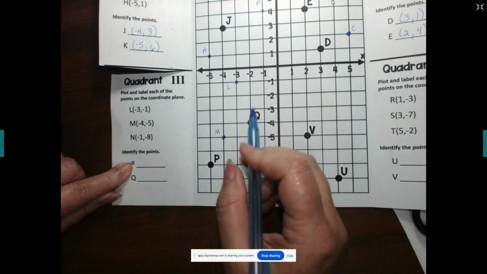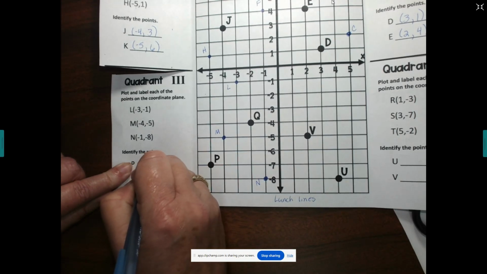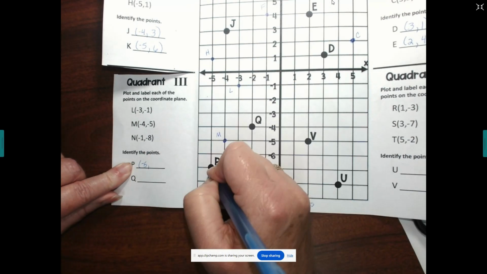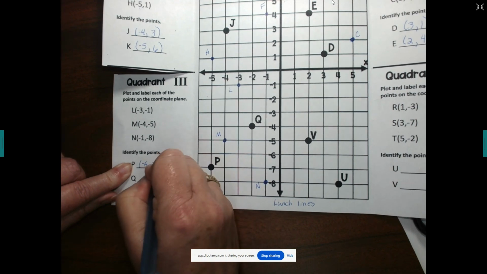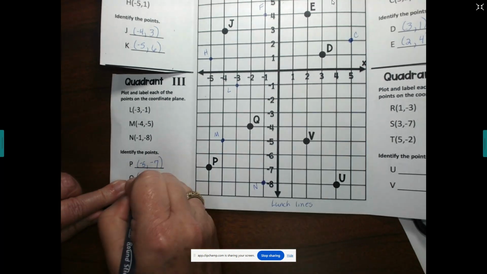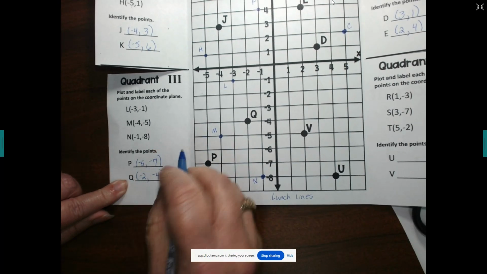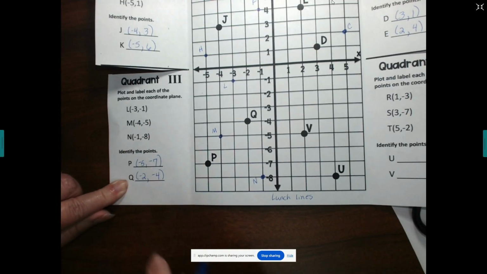All right, so now we need to identify the coordinates. So point P, I have to go to the -5 first. You go left first, and then we're going to jump down to the -7. Q is at -2, and then -4. But notice everything in quadrant 3 is negative.